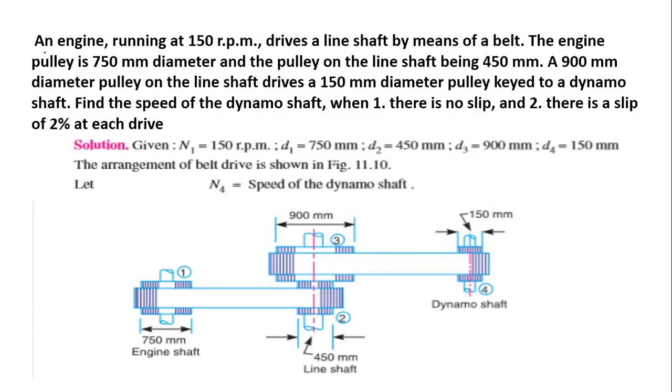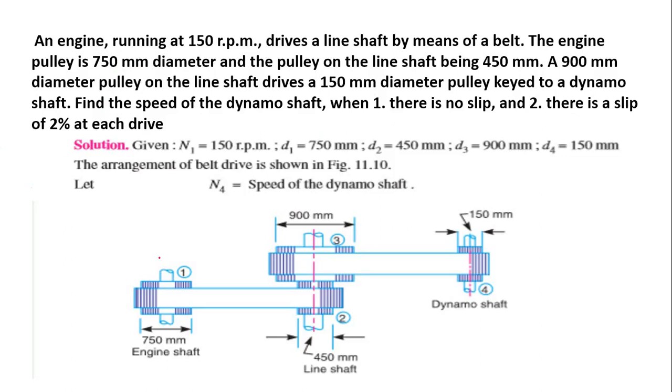The numerical problem is that an engine running at 150 rpm drives a line shaft by means of a belt. The engine pulley is 750 mm diameter and the pulley on the line shaft is 450 mm, and a 900 mm diameter pulley on the line shaft drives a 150 mm diameter pulley keyed to the dynamo shaft. Find the speed of the dynamo shaft when one condition is there is no slip and second is there is a slip of 2% on each drive.